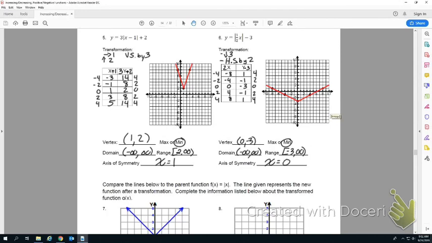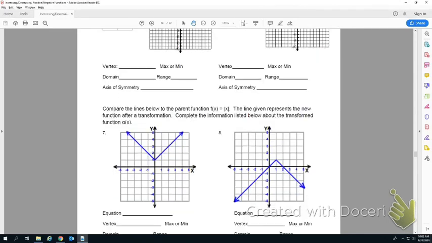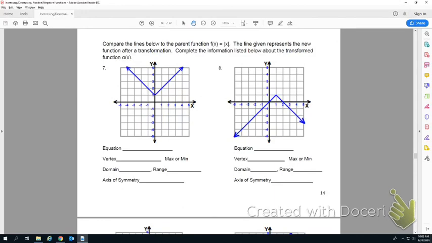So let's go down and look at these next few. The only difference here is they're giving us the graph and they want the equation as opposed to the equation in the graph. I would fill out all of the information below first. Okay, so Alvin, what would the vertex be on this first graph? 0, 1. Okay, my domain is always the same.